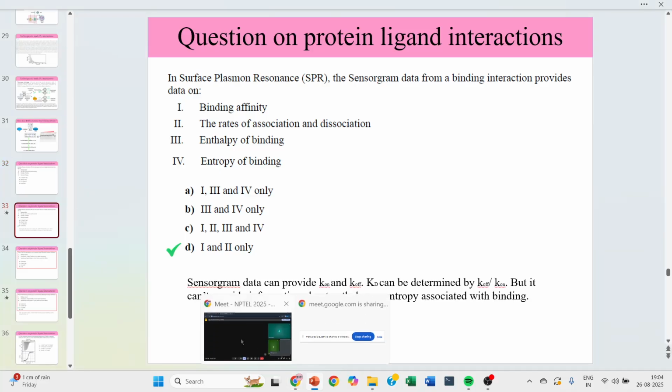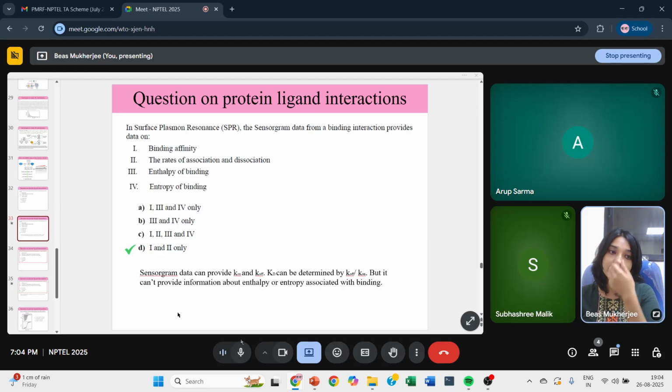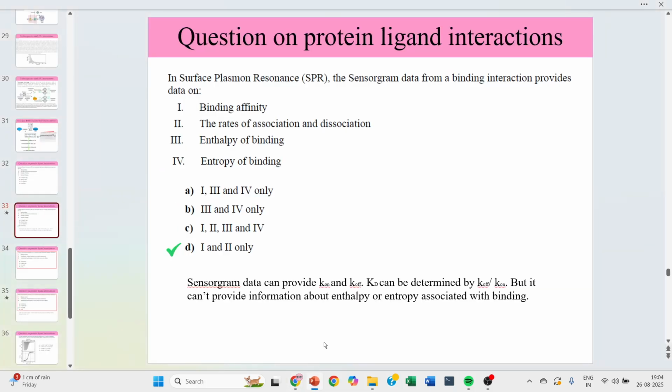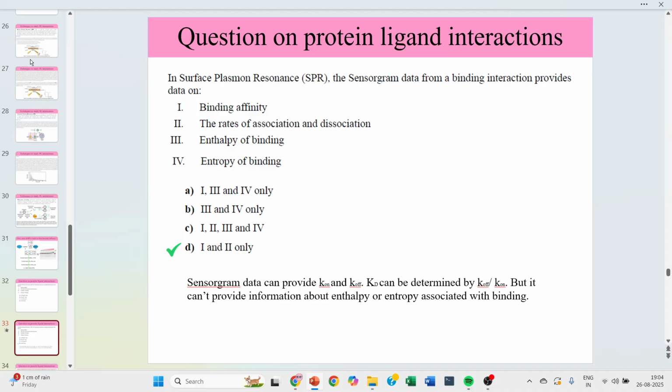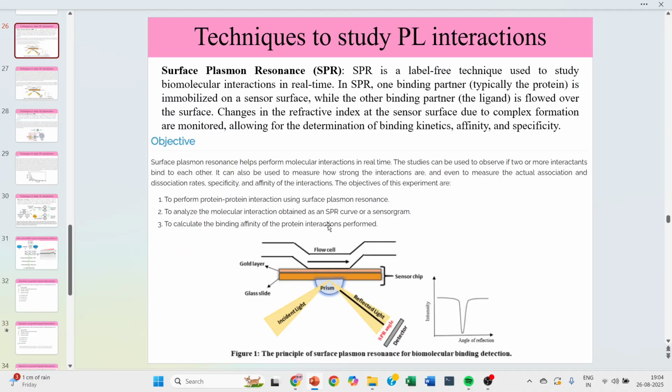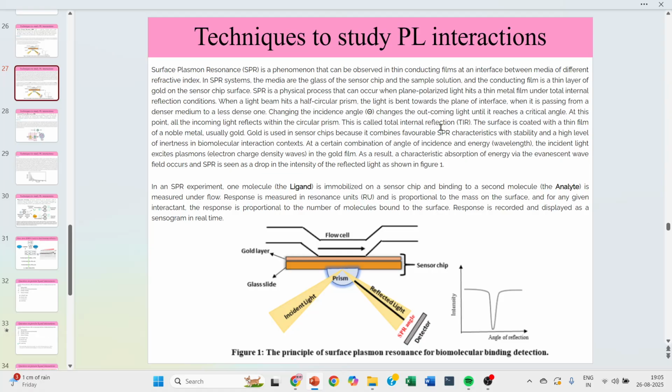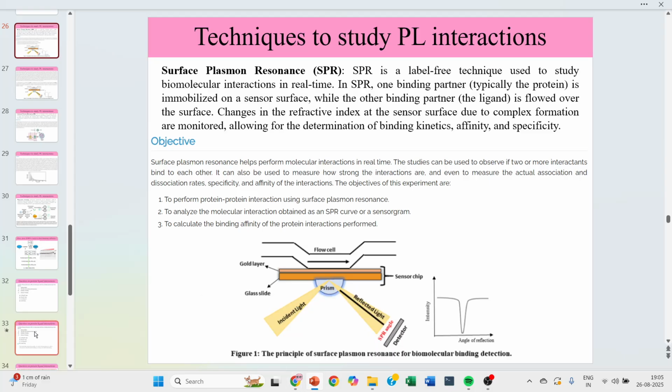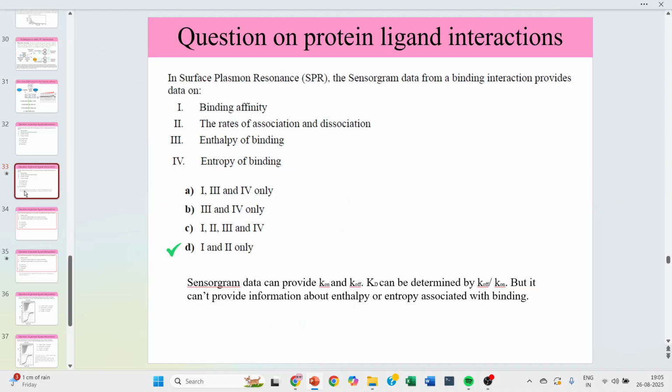Okay, now the right answer is actually D. Why? Because sensogram data can provide information about K on and K off. Kd can be determined from K off divided by K on, but it can't provide information about the enthalpy and entropy associated with binding. Okay. If we go back to this, yeah, it's given here. So binding affinity and kinetics, that is what you get information about. Okay. We go back to the question.